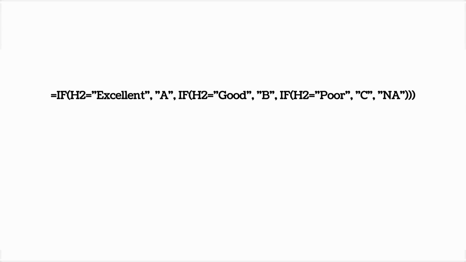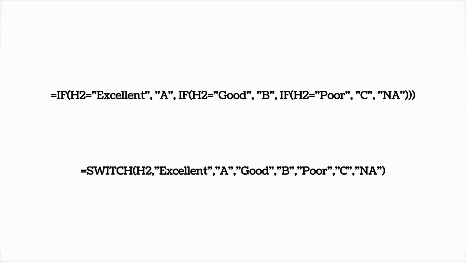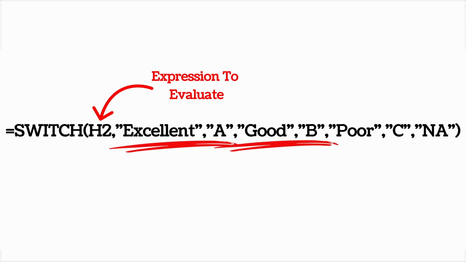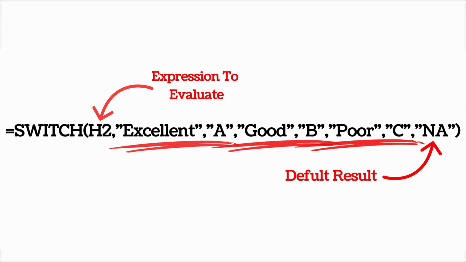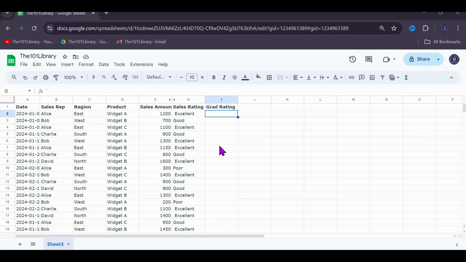Take a look at this nested if formula. It's not only hard to read, but also prone to errors. Now, here's the same logic implemented with the switch function. The syntax of the switch function is straightforward. You start with the expression you want to evaluate, followed by pairs of possible values and their corresponding results, and an optional default result. Let's look at an example.